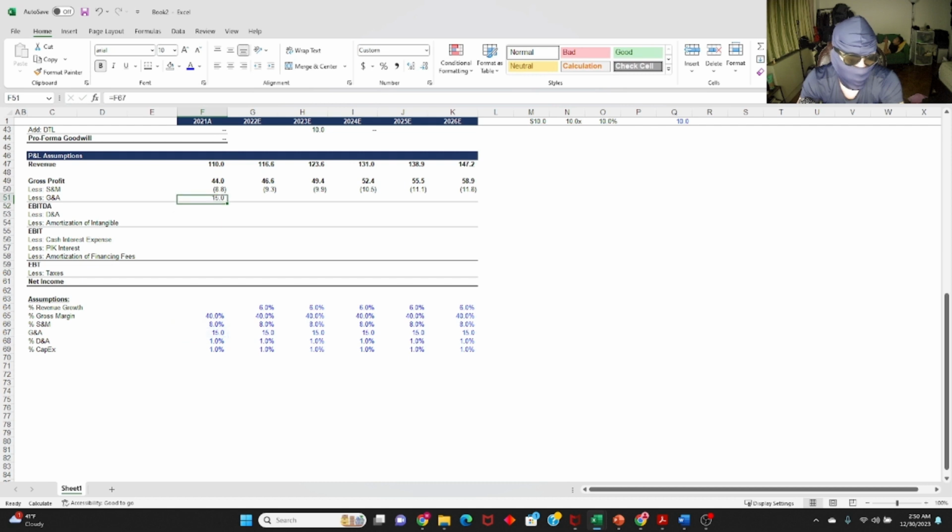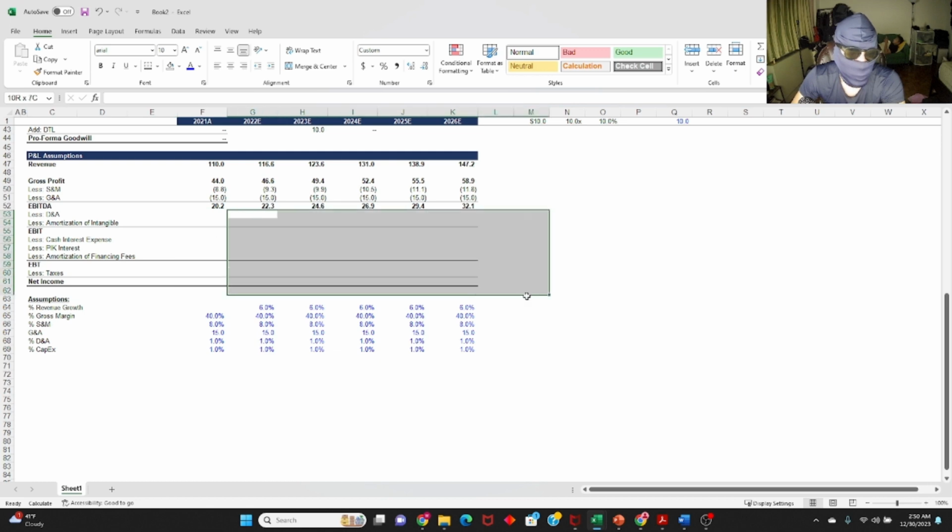And then your G&A is 15. Oops, let's make it negative again. So now your EBITDA is basically going to be 20. And now for the transaction year, which is your last historical LTM year that you base your multiples off of, you're not going to water down net income. It's the years ahead of that.